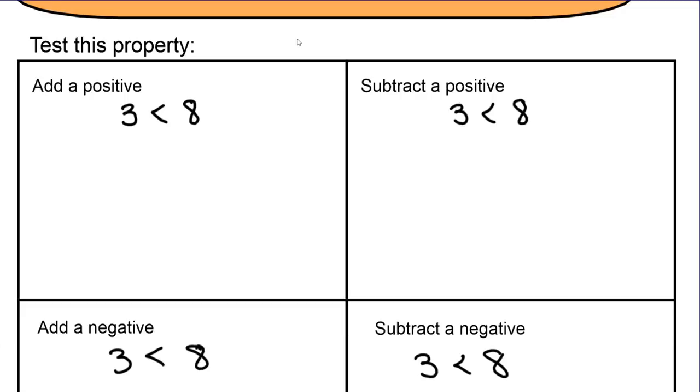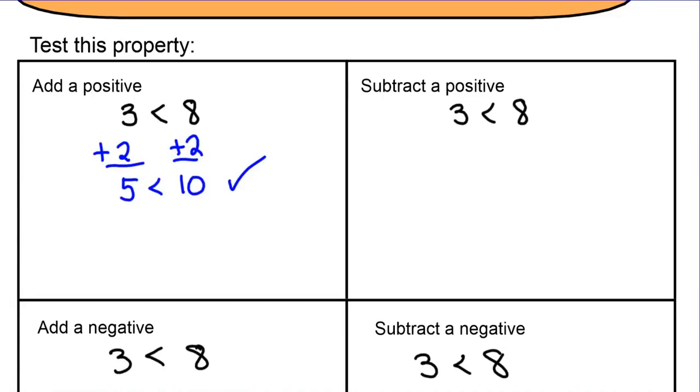So I have an obvious statement here. 3 is less than 8. And we are going to test this property by adding a positive number to both sides of this inequality to see if the inequality will still remain true. And I'm going to keep things easy here. I'm going to add a positive 2 to both sides of this inequality. And when I do that, I get 5 is less than 10. Is that true? Well, yes, that is true. So this property checks out for adding a positive to both sides.